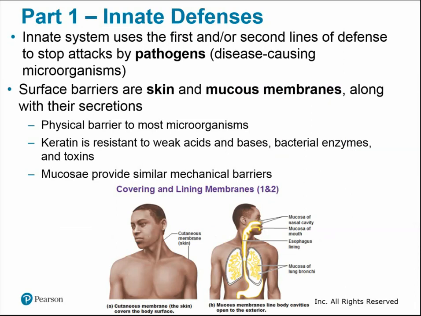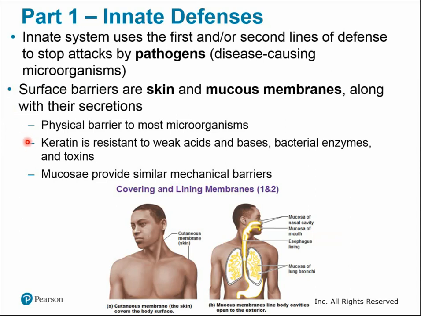Like I said, in part A we'll just look at the innate defenses, your inborn defenses. The innate system uses the first and or second lines of defense to stop attacks by pathogens. A pathogen is any type of disease-causing microorganism: bacteria, fungi, viruses, parasites. The surface barriers are composed of the skin and the mucous membranes, along with some of their secretions. They form a physical barrier, or a wall, to most of these microbes.